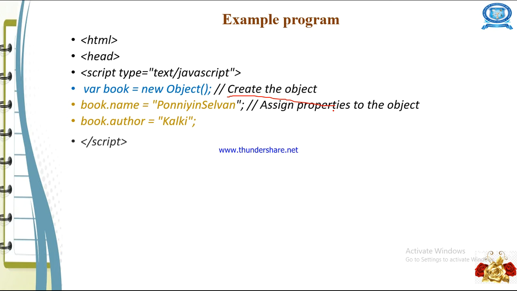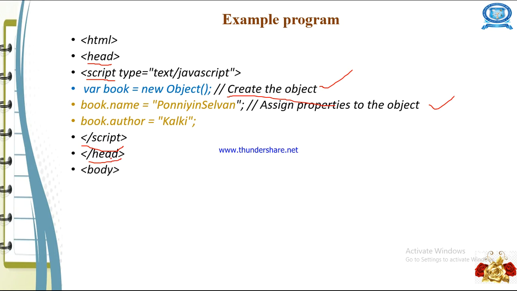Okay. Next, close this script. This is open script, this is close. Now this object is created, and the properties of the object are assigned. So the object is a book, and the properties are the book name and author name. Next, close this head. Already head is open, and close this.